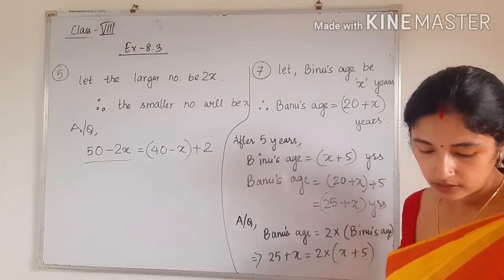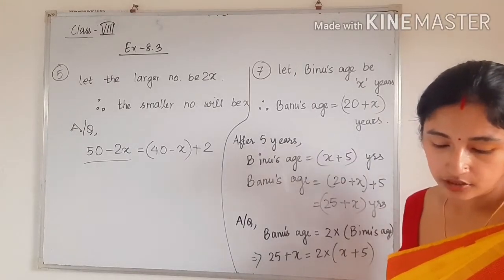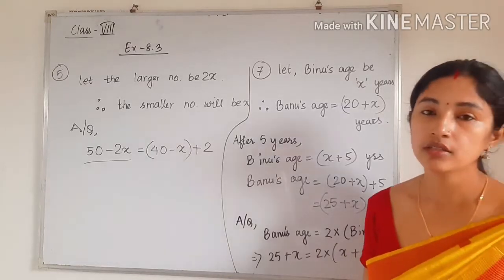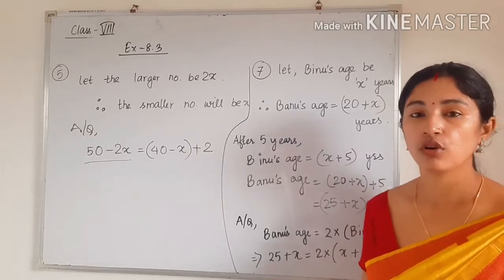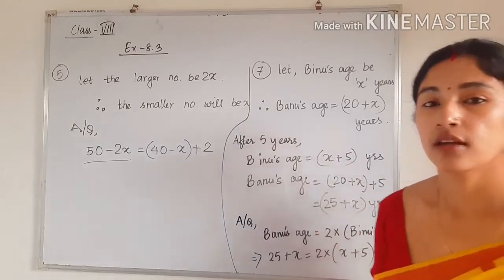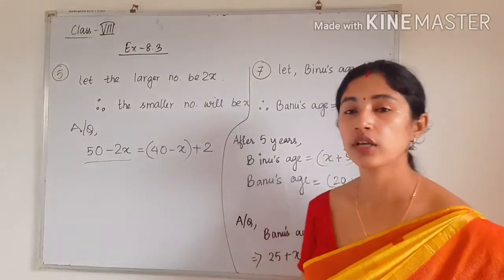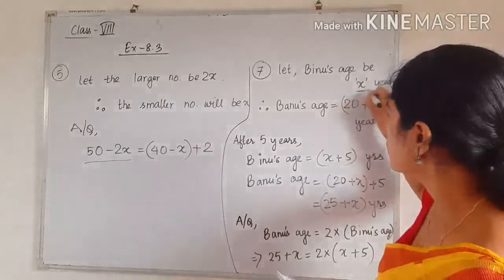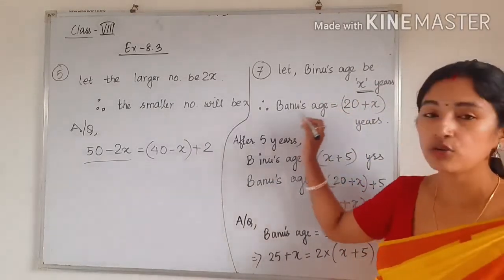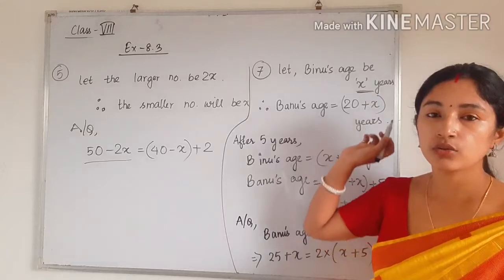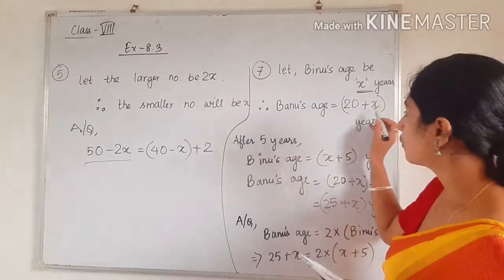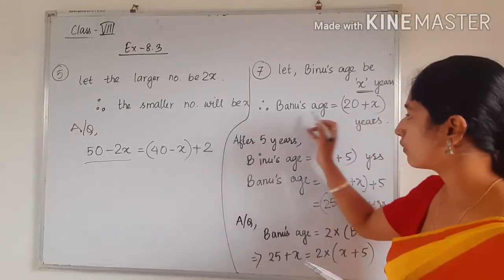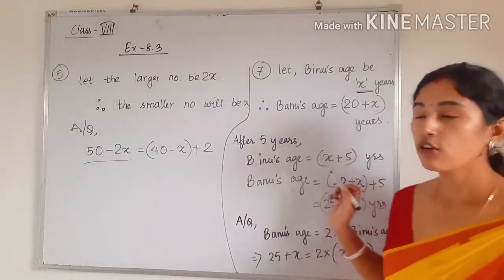So next is Bhanu is 20 years older than Binu. That means Bhanu is elder than Binu. How much? 20 years elder. So we have to take Binu's age as x. That means we can easily find Bhanu's age by adding 20 to Binu's age. So Binu's age is x. So we have to add 20 to it, and we will get the age of Bhanu.